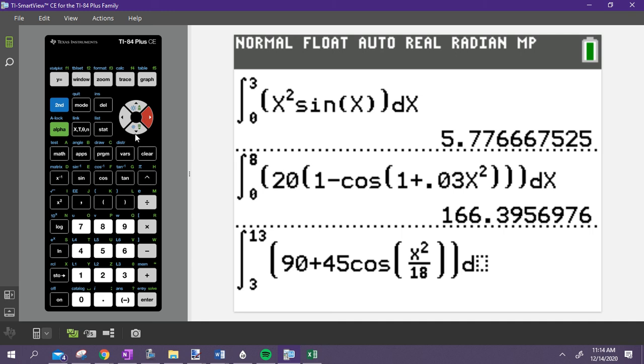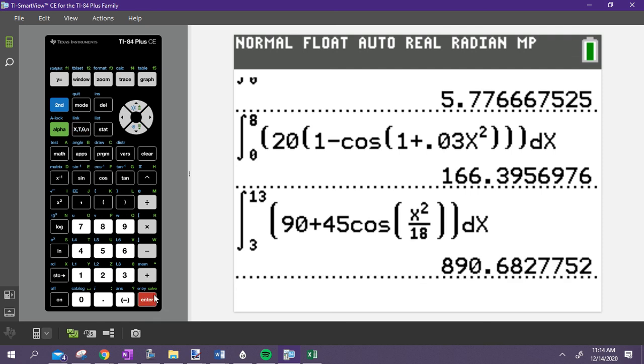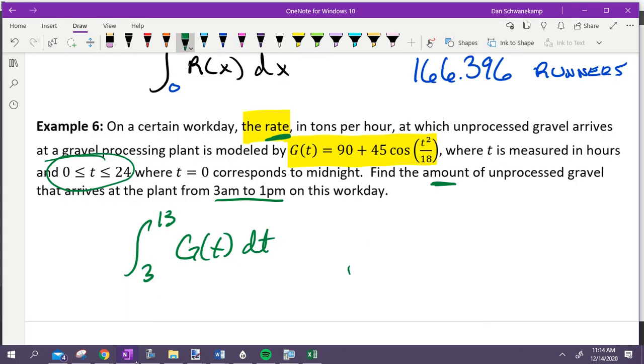I do need to close that parenthesis. You don't have to, I guess, but I do that. Alpha F1 is fraction. It's just helpful. You could have just done division, but I just like to make it clean. And then it's a dx in the end. We typed it in. We hit enter. That is my answer, 890.683.